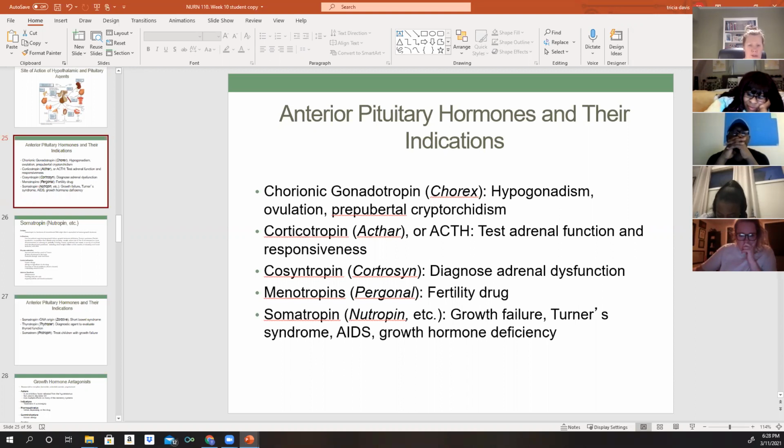So somatropin is a hormone of recombinant DNA origin that is equivalent to the human growth hormone that we find inside the body.